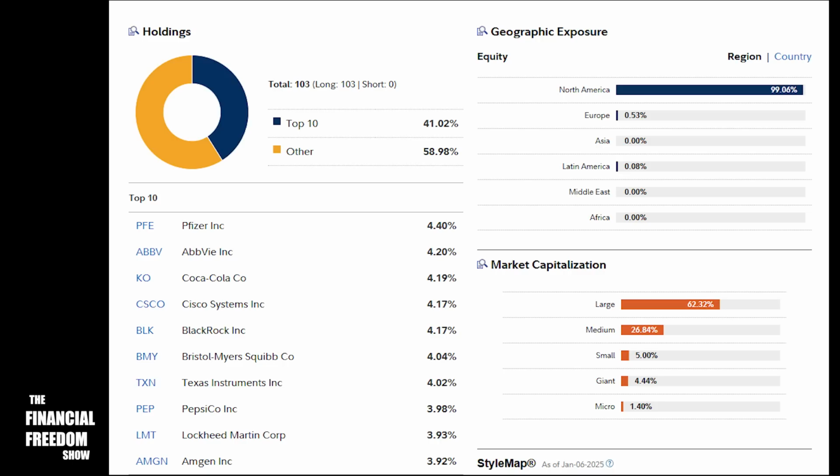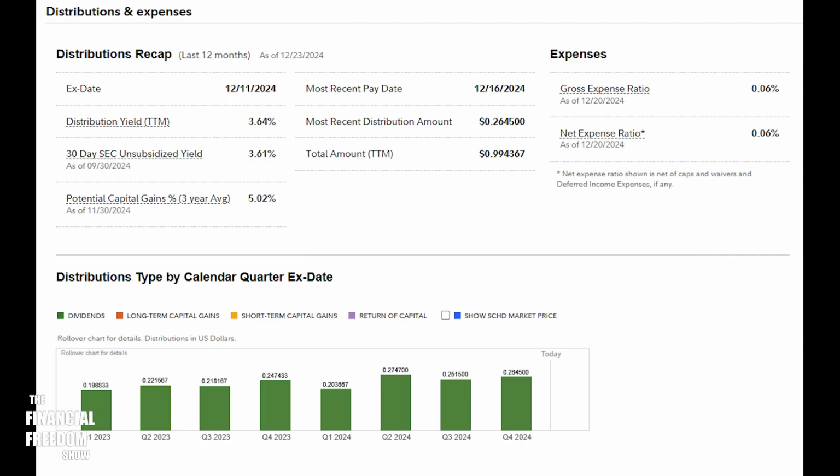Here's some key features of SCHD. The first is a focus on quality dividends. SCHD prioritizes companies with a history of reliable and growing dividend payments. It has good sector composition. The fund leans heavily towards sectors like financials, consumer staples, and industrials, which are traditionally known for stable cash flows and dividend payouts.